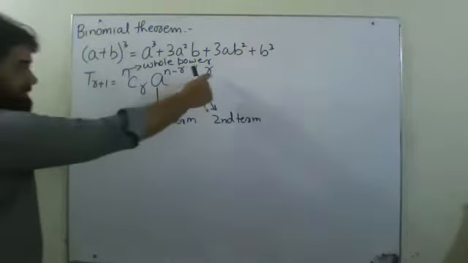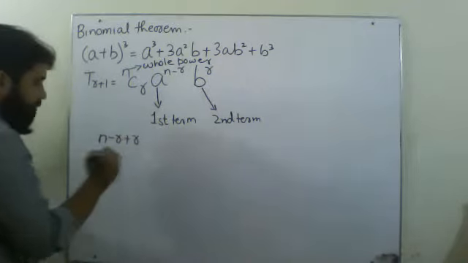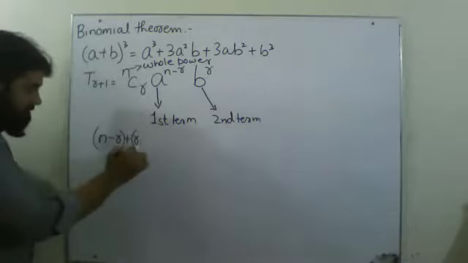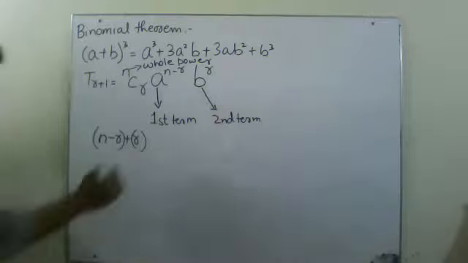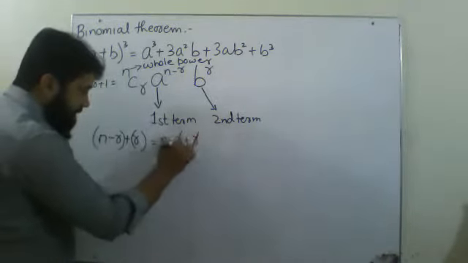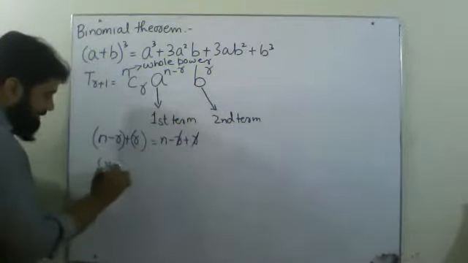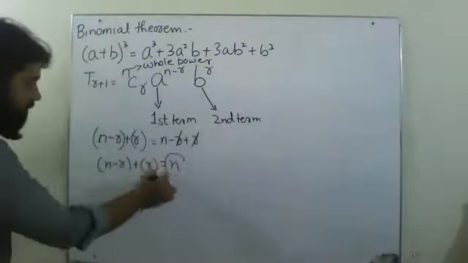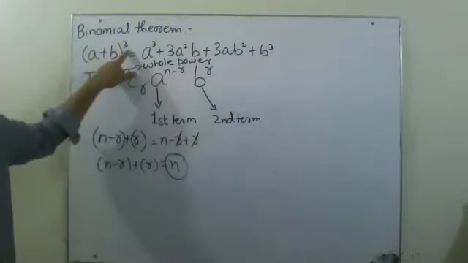And power of B is written R. If I add both of them, power of first term was N minus R, power of second term is R. If I simplify them, the result will be N minus R plus R. This will be cancelled, so the result will be equal to N. And what was N? N was the whole power which I have told you over here.